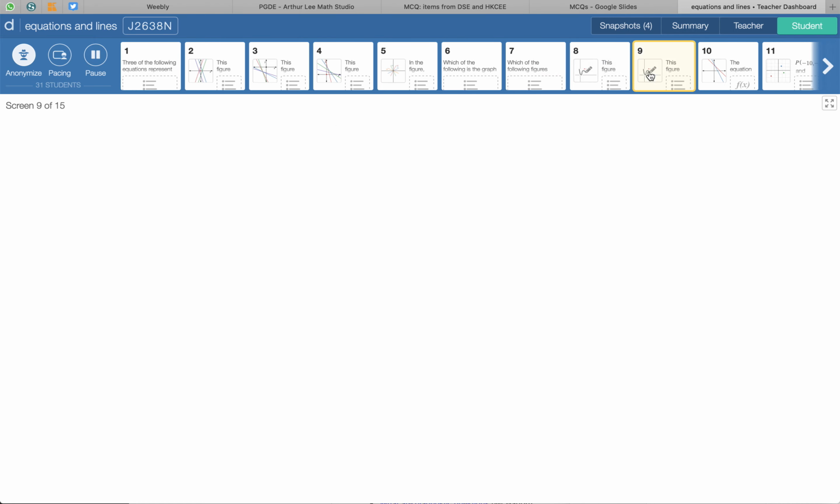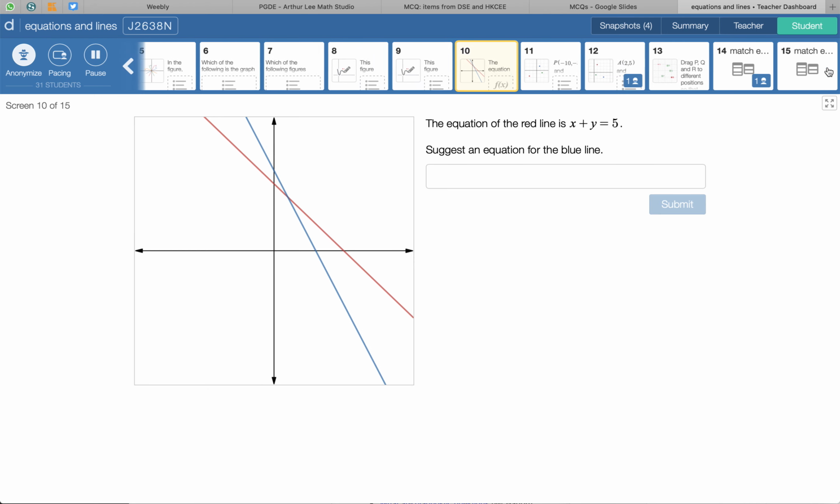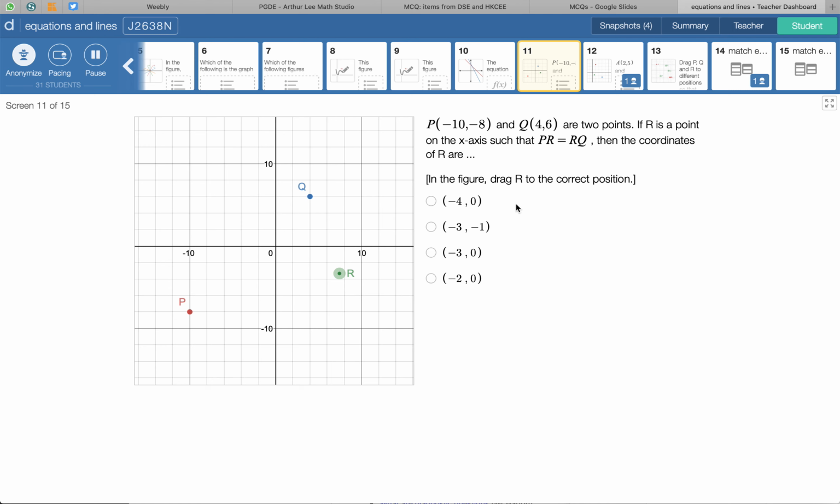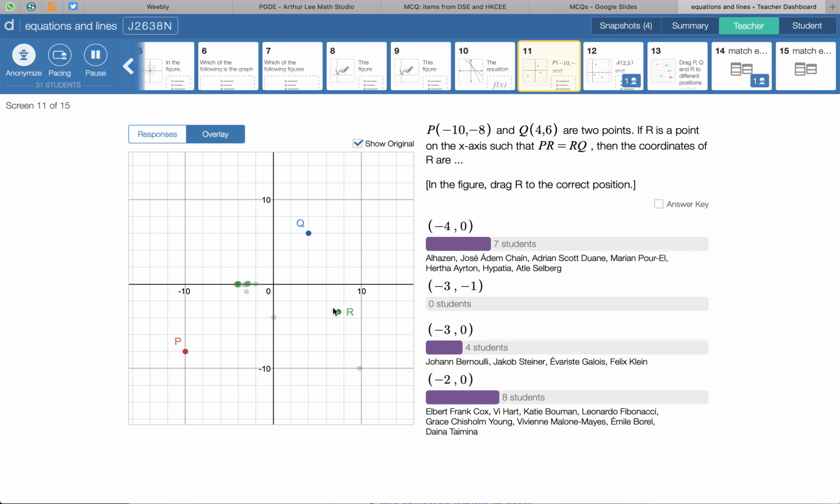And the later part, for example this one, we ask the student to decide where is the point R so that PR is equal to RQ. In this figure, R can be moved. So apart from just choosing the answer, we can also ask the student to use a figure to explore or even to show us the answer, right, where they really put the point R. So in order to better know the choices, okay? So these are the points given by the student.